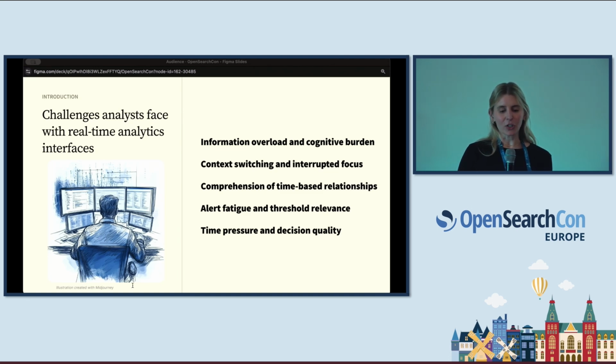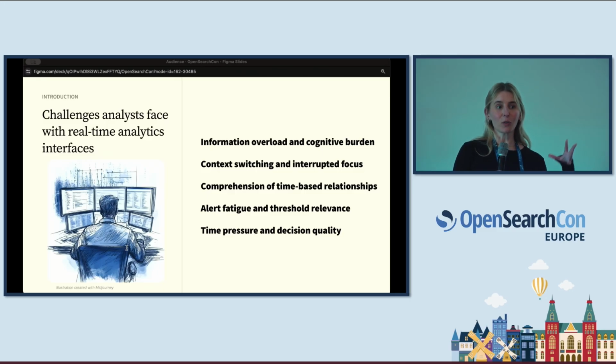We also see, as I mentioned earlier, alert fatigue and threshold relevance, and time pressure can compromise decision quality as well. There's a sense that time is running out, which leads to rushed decisions. Analysts feel anxiety when making decisions under observation in real-time systems. The availability of immediate data creates pressure for immediate action, even when reflection would be beneficial. Decision fatigue can set in quickly when users must make continuous judgments on streaming data.